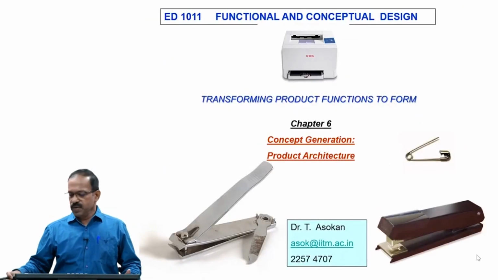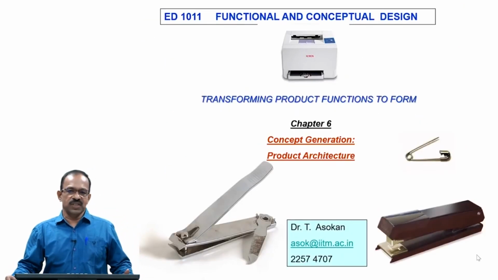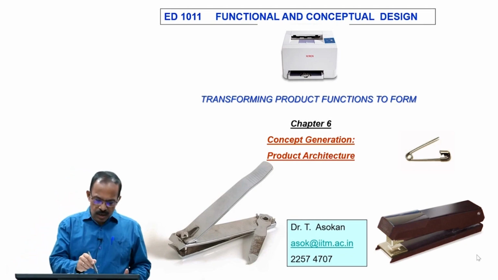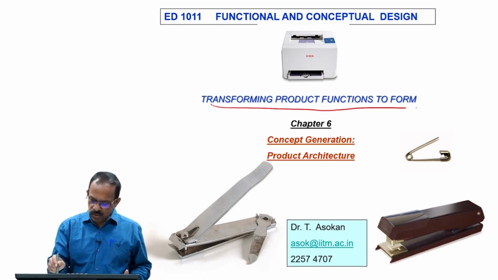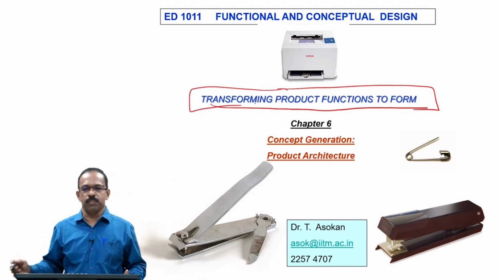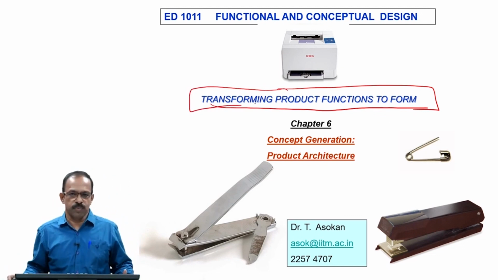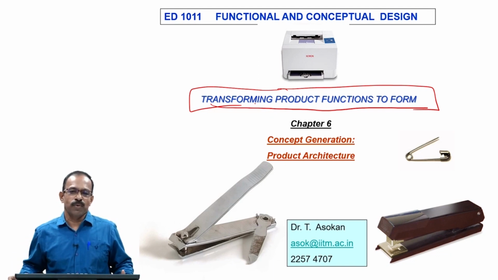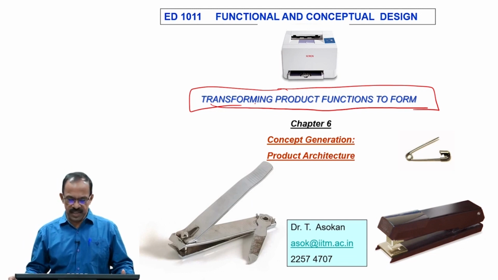Okay, so we discussed the product functions in the previous chapter. Now, this chapter is basically about how to transform the product functions to a form of the product. So, that is again the conceptual design of the product. We need to see how these functions can be given a form, that is, how can we give it a particular shape, or what kind of an architecture can be there in order to have the product meeting the requirement. So, that is basically the product architecture development.